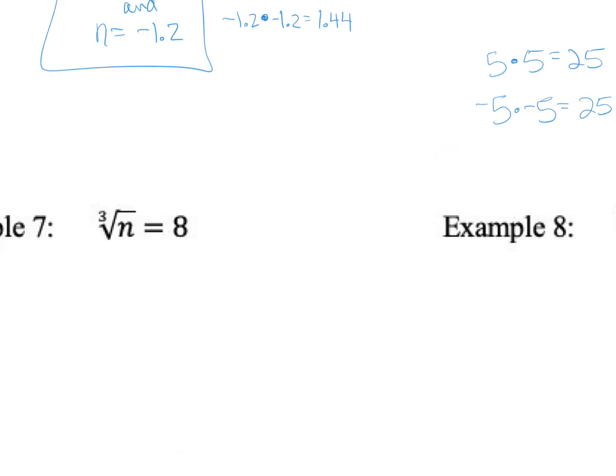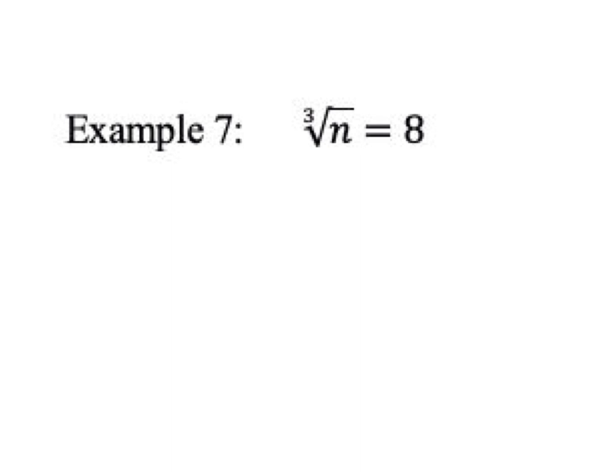All right, so let's look at example number 7. Ooh, this is a cubed root, right? We talked about that yesterday. What's the opposite of a cubed root? Well, that's cubing. Because cubes and cubed roots cancel each other out. It's going to leave n. And n to the, that should be cubed. So that's 8 to the third power. That's 8 times 8 times 8. So that answer n is going to equal 512.